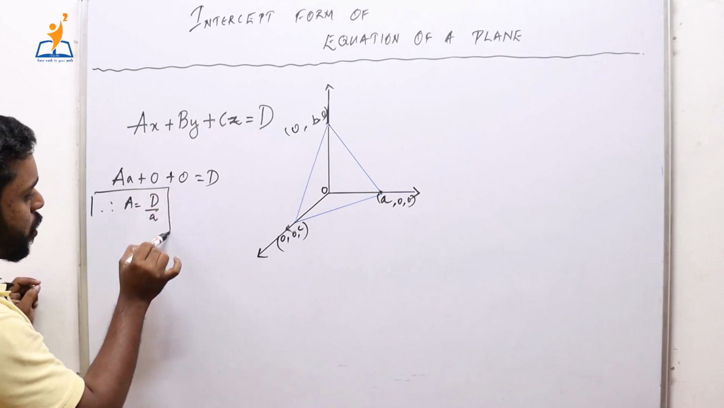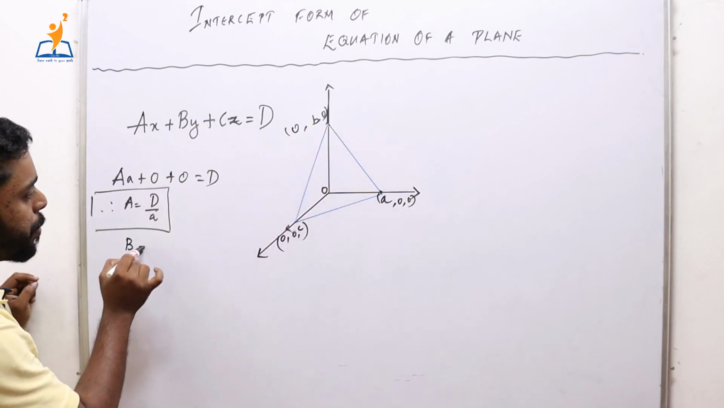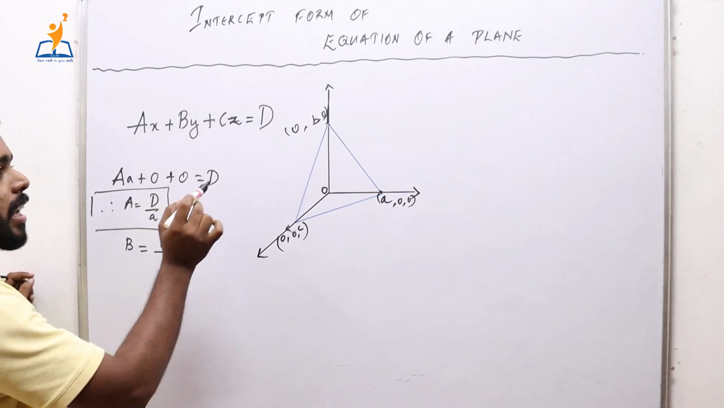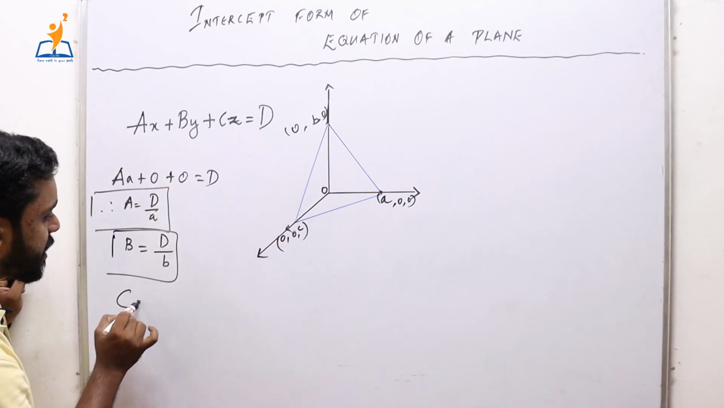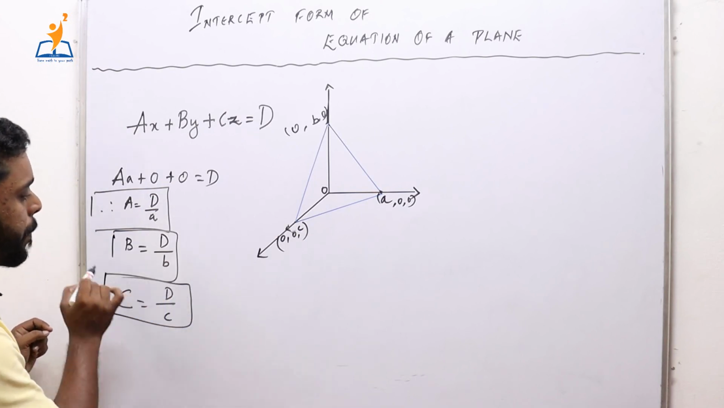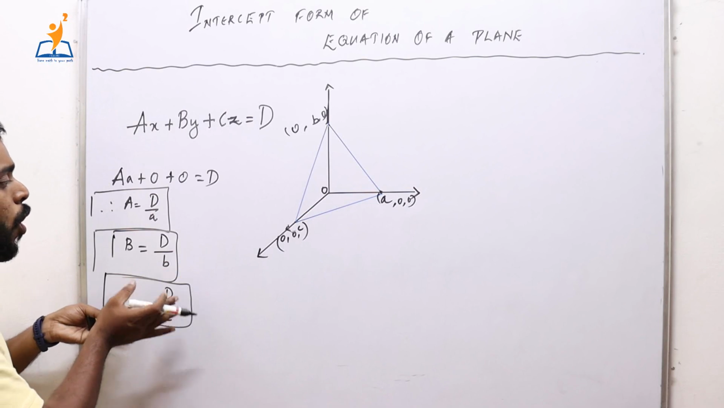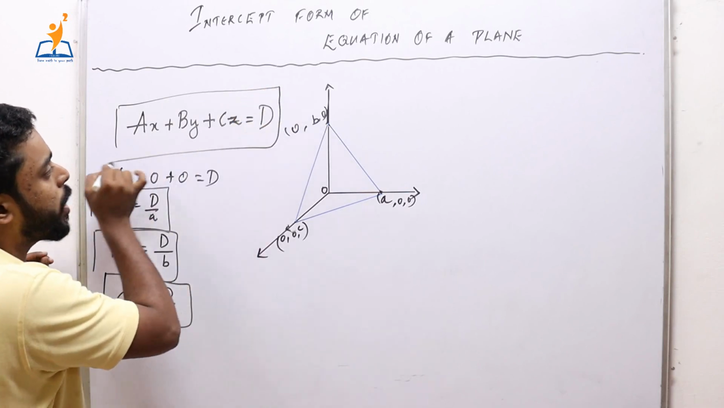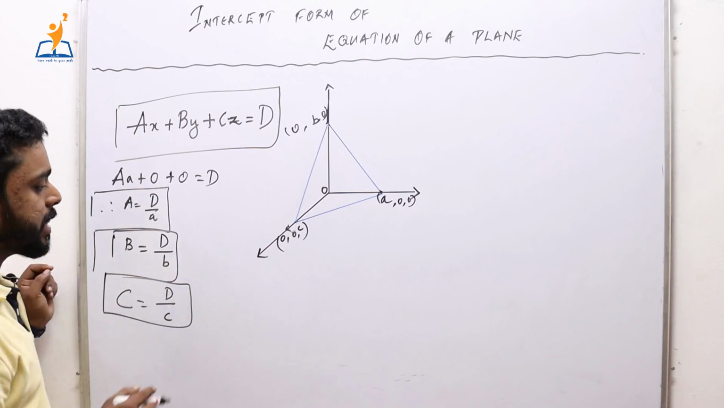Therefore, we have capital A is equal to D by small a. Similarly, we can substitute the second point to get capital B is equal to D by small b. Similarly, we can substitute the third point in this equation to get capital C is equal to D by small c, isn't it? So we get A, B and C by substituting the points on the plane like this. Now we shall substitute all these values of A, B and C in the original equation to get the equation of the plane. A is equal to D by a, B is equal to D by b and C is equal to D by c, isn't it?